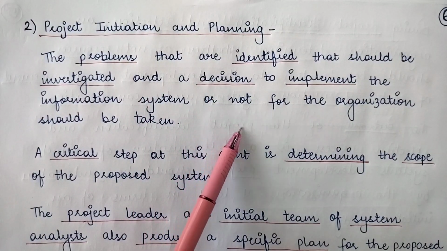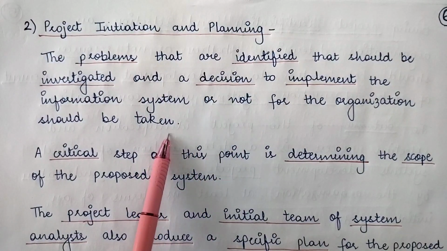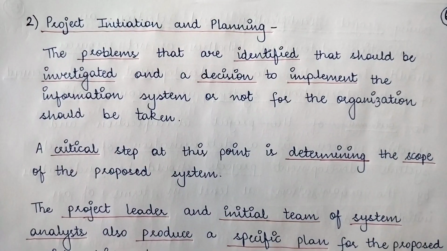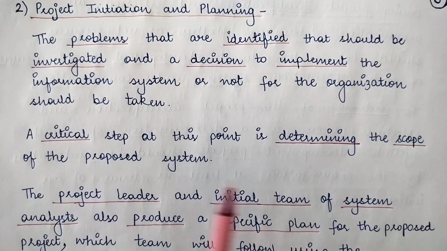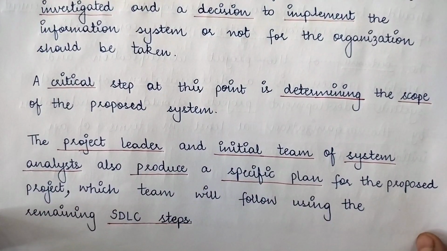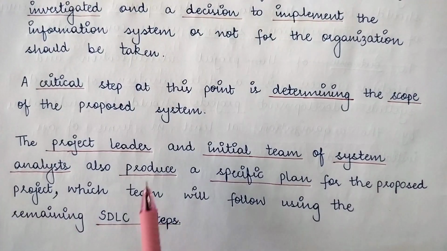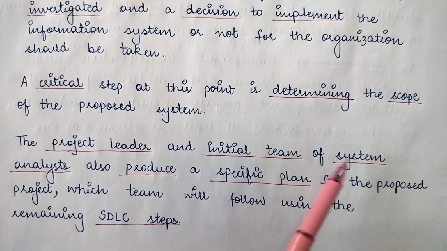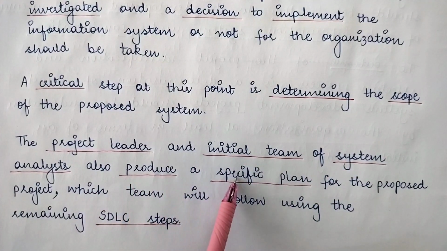This is decided by the system analyst. A critical step at this point is the scope of the proposed system. Now, it is very important for the analyst to determine what would be the scope of the new proposed information system. The project leader and initial team of system analysts also produce a specific plan for the proposed project, which the team will follow using the remaining SDLC steps.